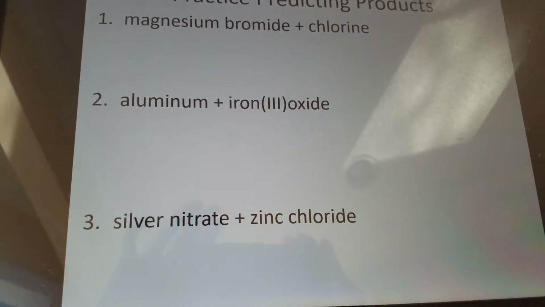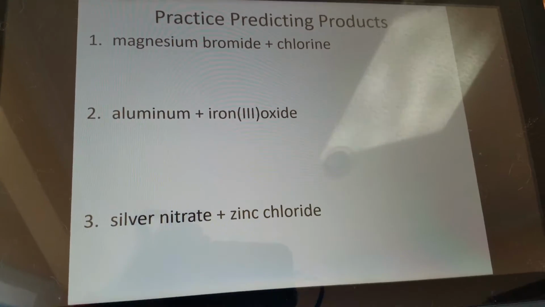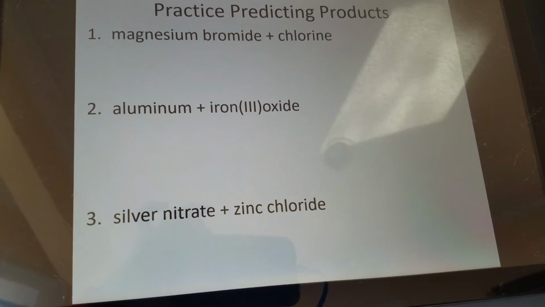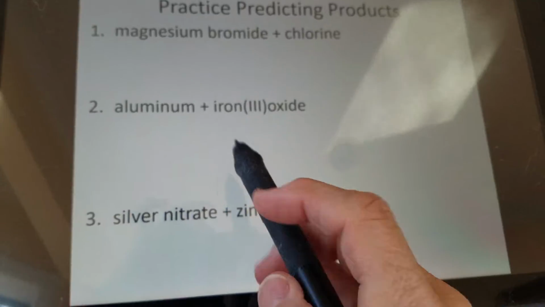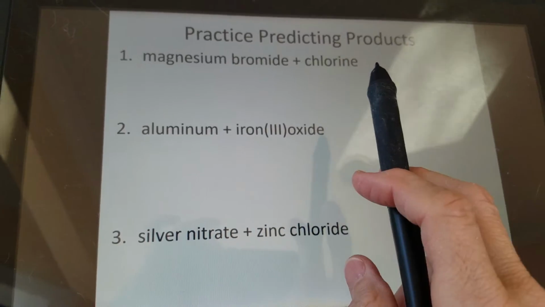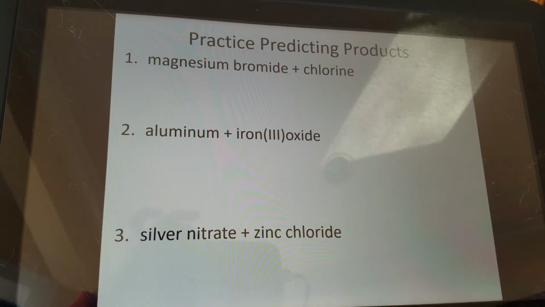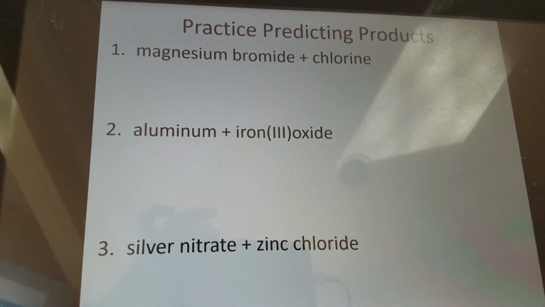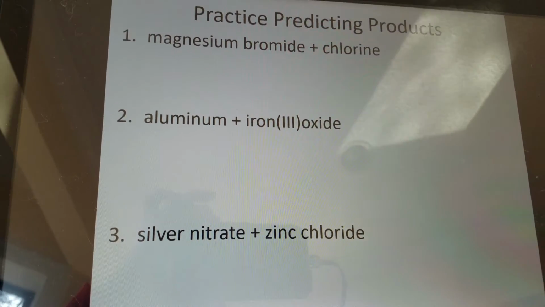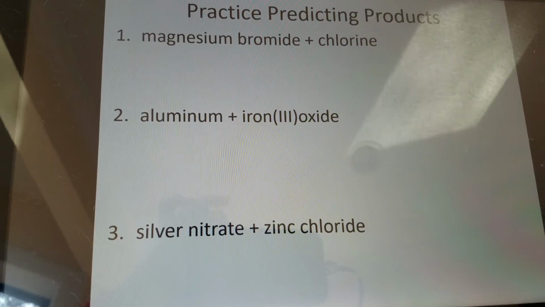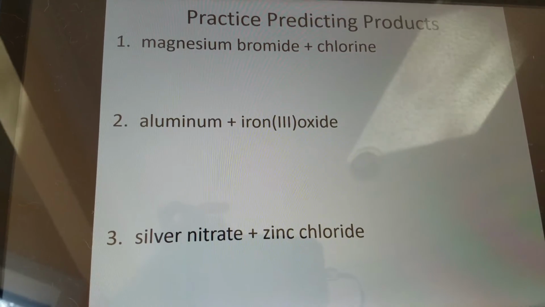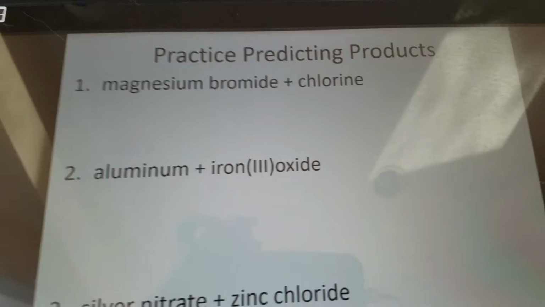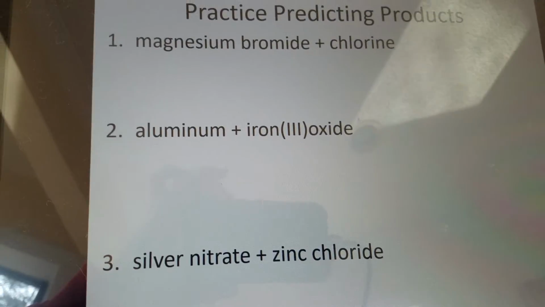The last thing in this PowerPoint is looking at predicting products. So what they're going to do is give you your starting materials, your reactants, and you're going to be trying to figure out what your products would be. Now these are typically going to be either single replacement reactions or double replacement reactions because synthesis and decomposition reactions are a little bit more complex in how things break apart. So let's look at number 1.